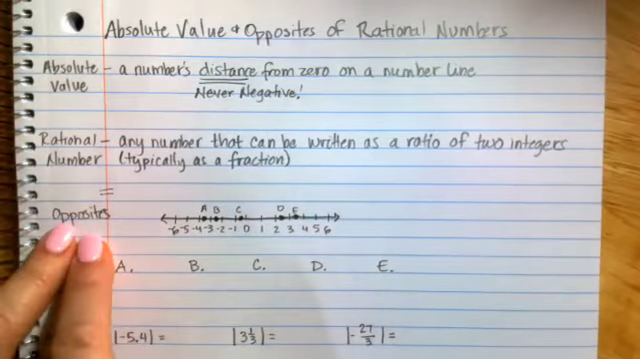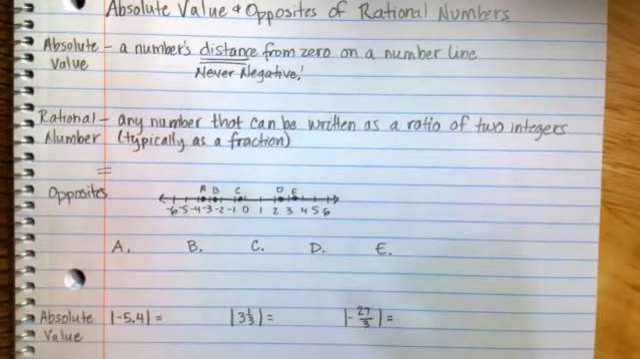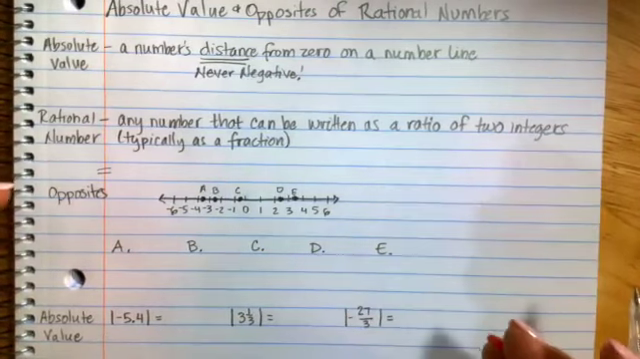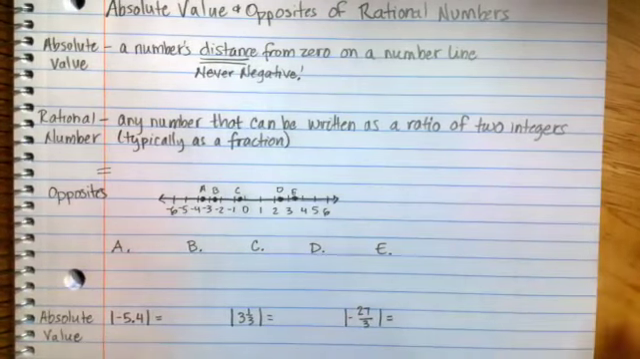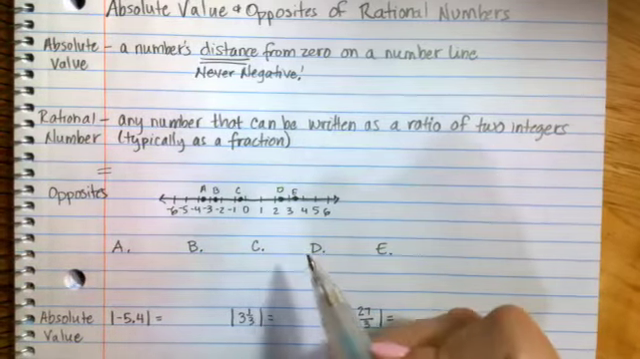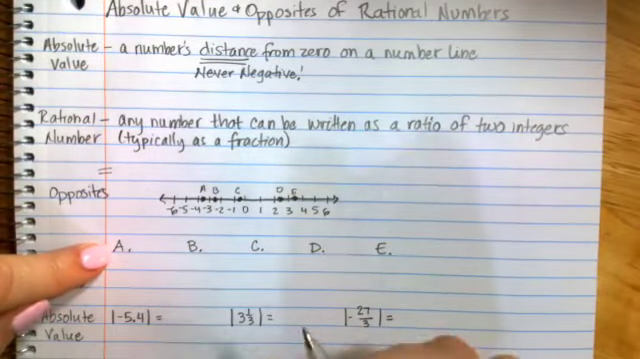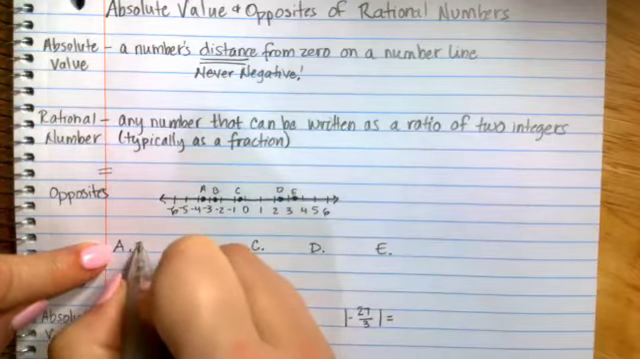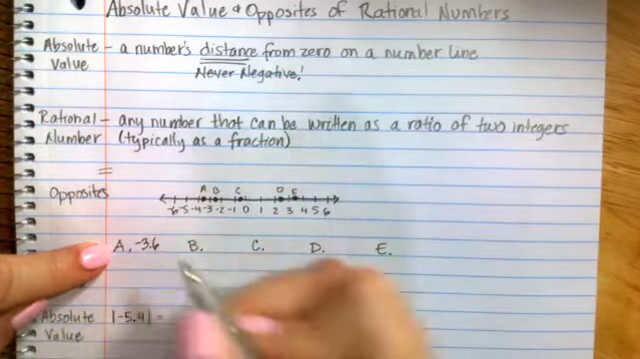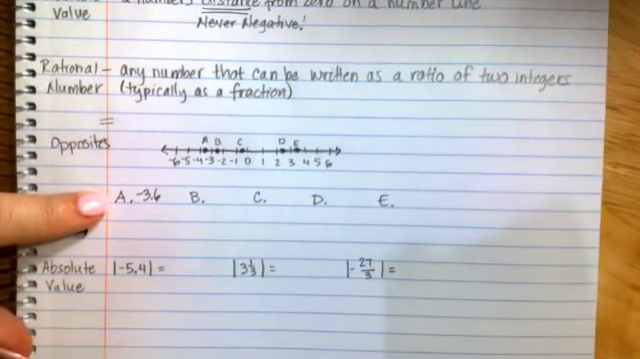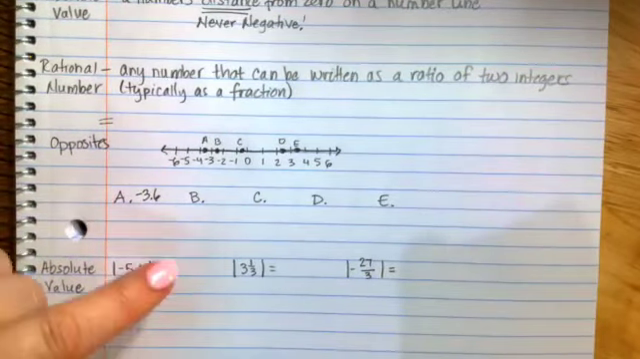So, first up, let's talk opposites. Opposites of numbers. It's easy to use a number line. You don't have to use a number line. Some people find it a little easier, okay? But you don't have to. But let's see what we have here. Point A is at -3.6. Right now, all I'm doing is locating numbers on the number line real quick.